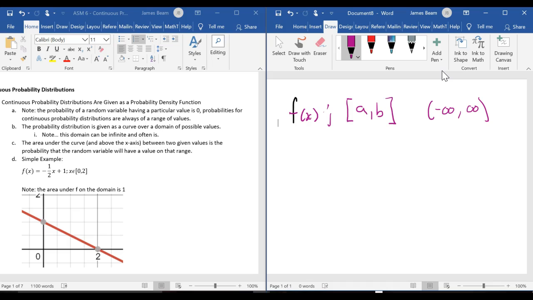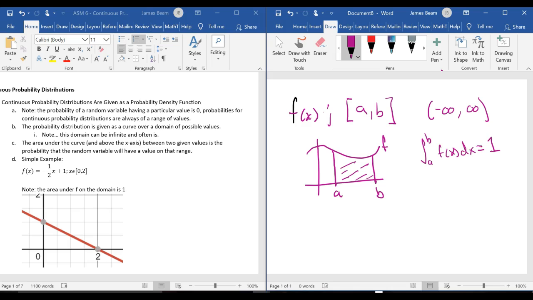The key here is that if I graph this function f over its domain, a to b, so here's my function f, the area under the curve and above the x-axis, so those of you who are in calculus land, the integral from a to b of f of x dx will equal 1.